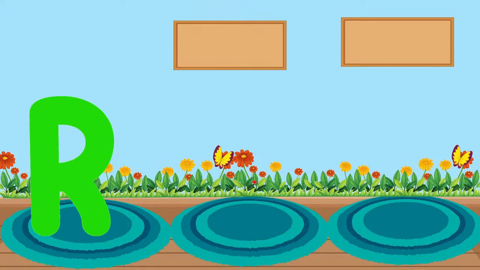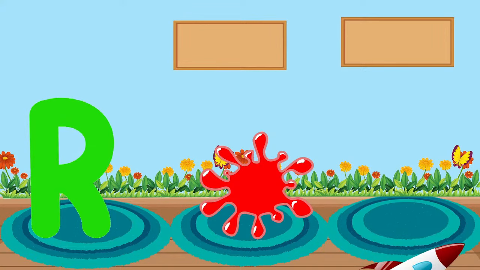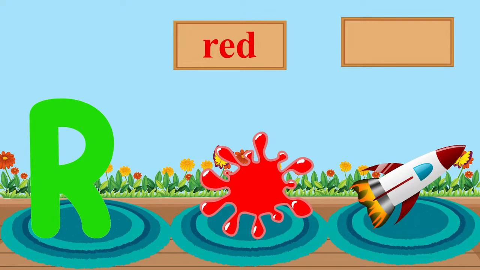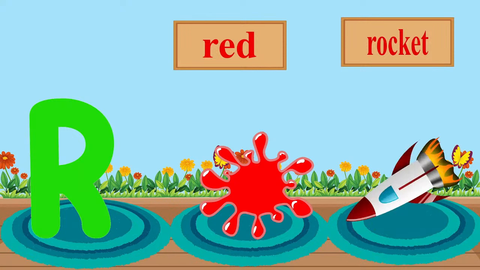Red. R is for rocket. Rocket. R is for red. R is for rocket. S is for sun.